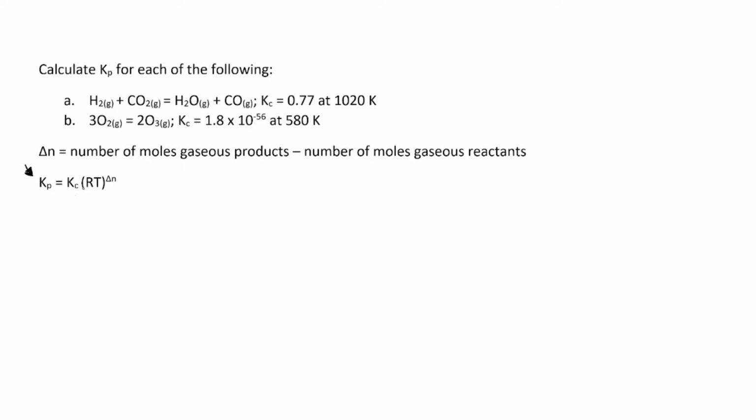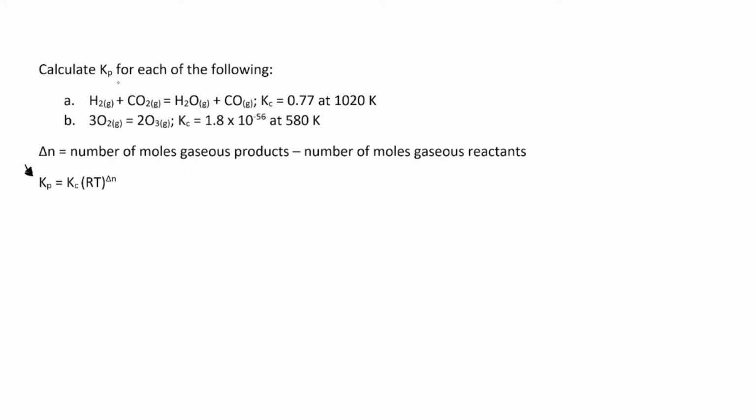Kp equals the Kc times the ideal gas constant times temperature. And these two products are going to be brought to the power of the change in moles of the reaction. And when I say change in moles of reaction, I mean change in gaseous moles. Let's look at the first question.